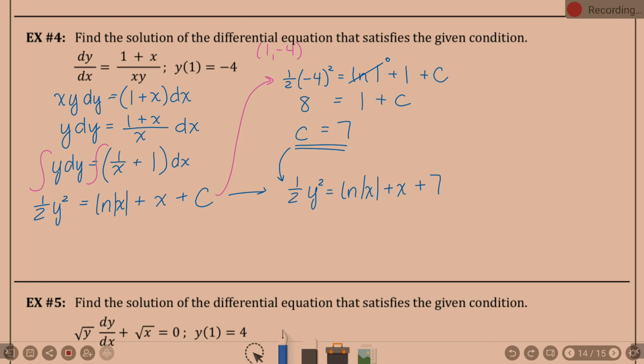Do we have to multiply by 2? Well, I do have it multiplying by 2 through. Okay, so getting rid of the 1/2, y squared equals, and if we multiply by 2, it's what? 2 natural log of x plus 2x plus 14.